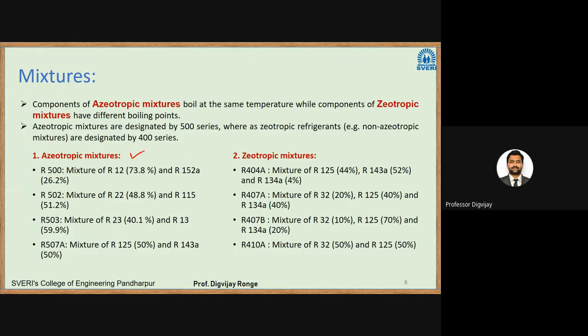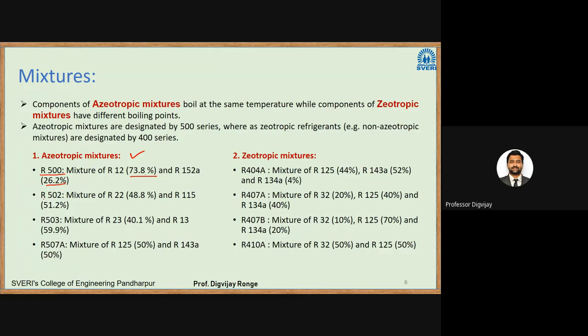First, azeotropic mixtures. We have R500. R500 is a mixture of R12 in 73.8% and R152A in 26.2%. R152A is nothing but difluoroethane. It has similar characteristics to R134A, which we have seen. If I mix together these two, R12 and R152A, I'll get an R500 azeotropic mixture. The concentration also should be the same.